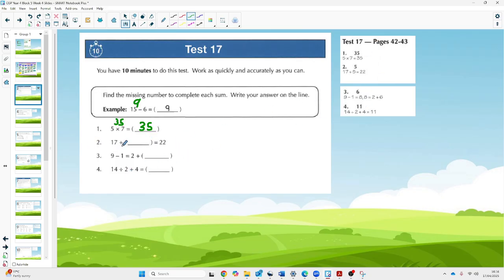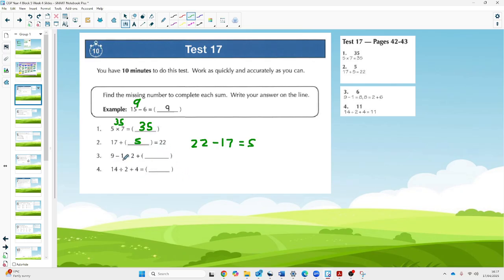Number 2, 17 plus something equals 22. And we can use our inverse operation here. So we can do 22 subtract 17. And of course that gets us 5. And if we add that in, doing the brackets first, 5 add 17 gives us 22.